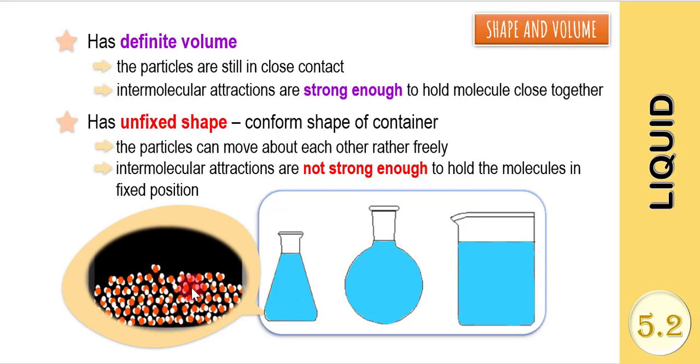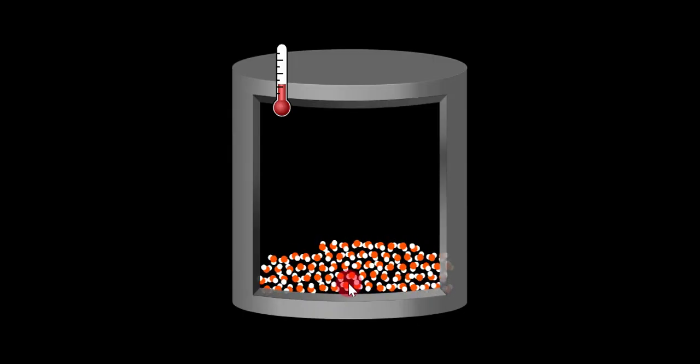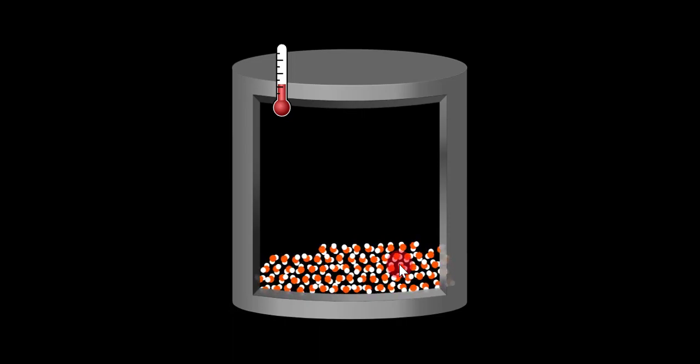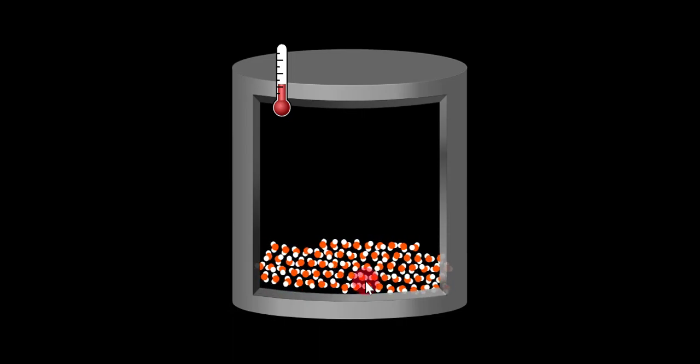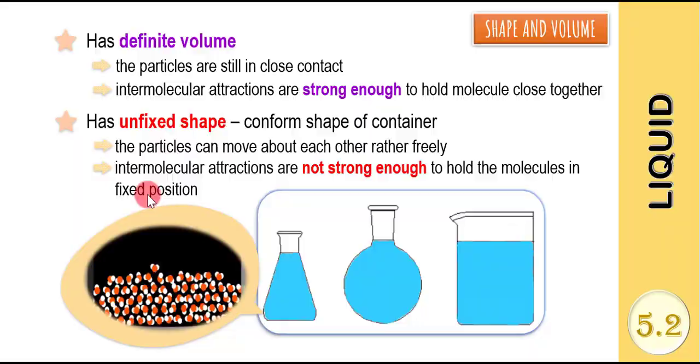The particles in liquids are close together and the intermolecular attractions are strong enough to hold the particles close together. Thus, liquid has a definite volume, but the shape is unfixed. This is because the particles in liquid can still move past each other freely.